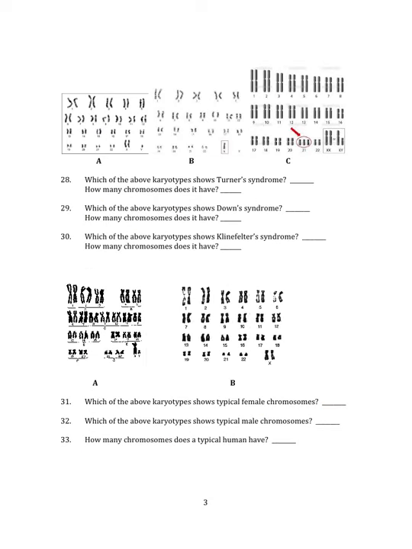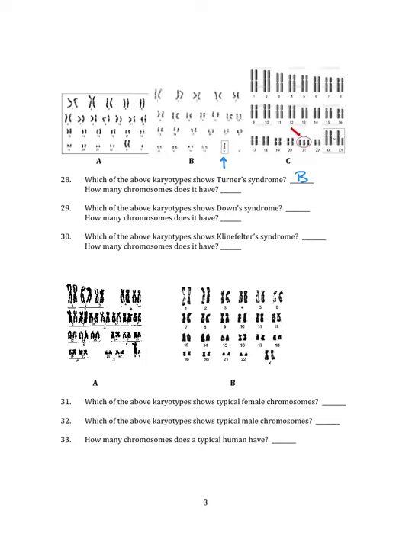On this page, we're going to look at some different karyotypes. Number 28 says, which of the karyotypes above shows Turner syndrome? If you remember, Turner syndrome is when you have only 1 X chromosome. And so you can see this image, letter B, only has 1 X chromosome. And then the next question says, how many chromosomes does it have?